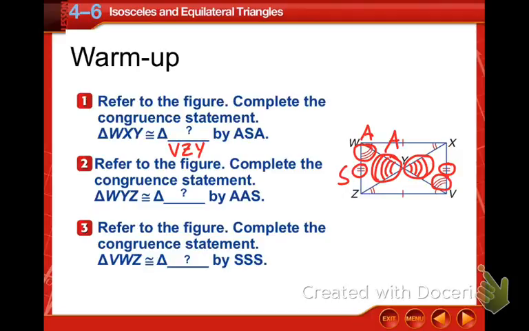So now we just, again, need to name it properly. So angle W still matches with angle V. Angle Y is the common one between the 2 triangles. And angle Z matches with angle X.